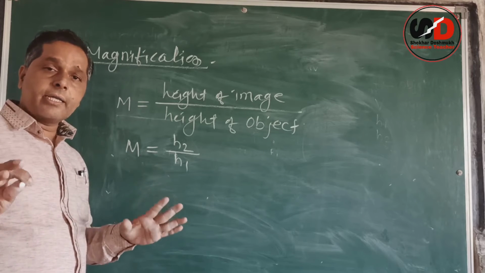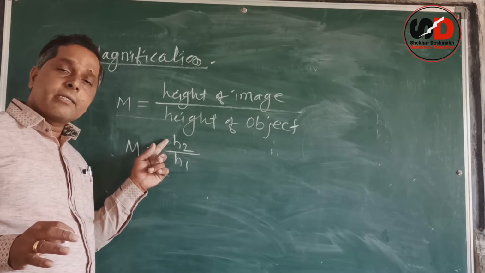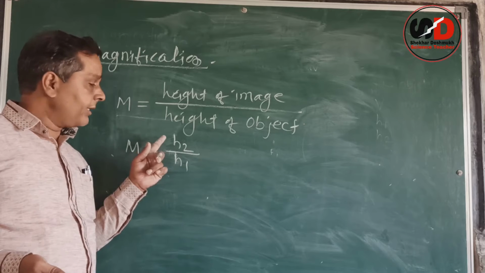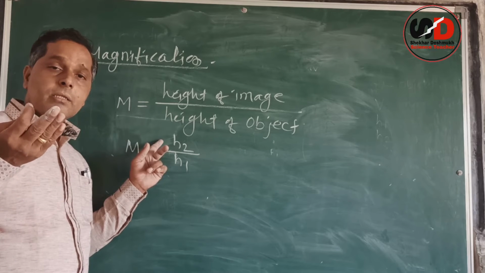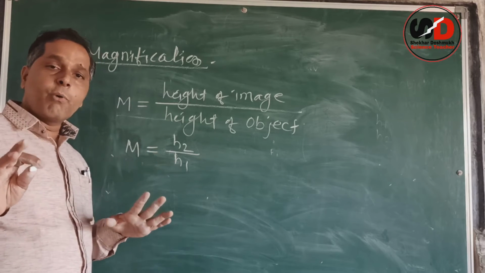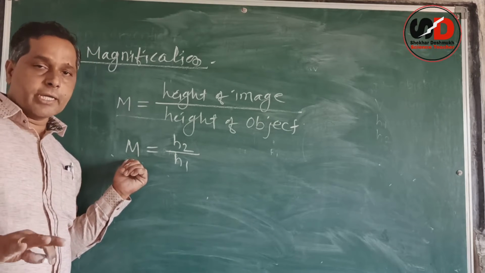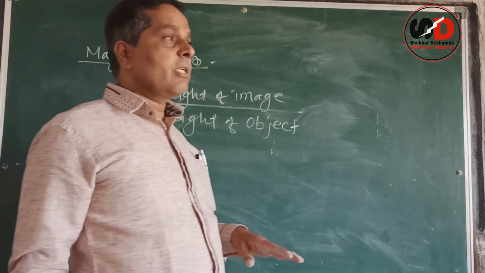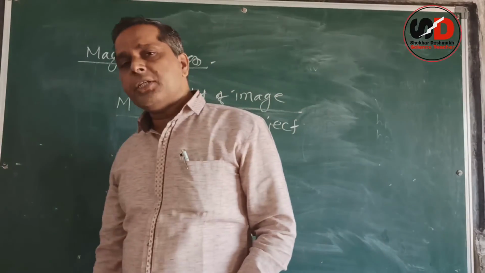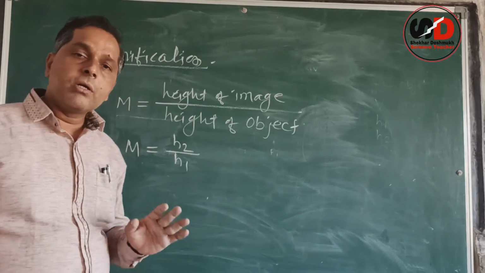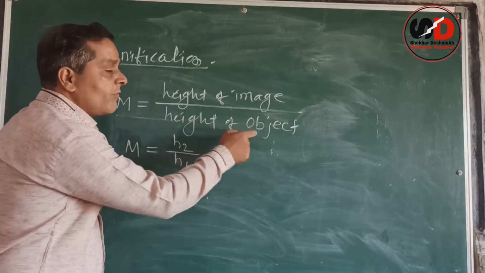We should use proper sign conventions. I am telling it again and again. If the image is inverted, then h2 must be negative. If the image is upright, then h2 must be positive. And according to that, magnification is also positive or negative. So this magnification is also given in terms of distance of object and image. Here, height of image divided by height of object.